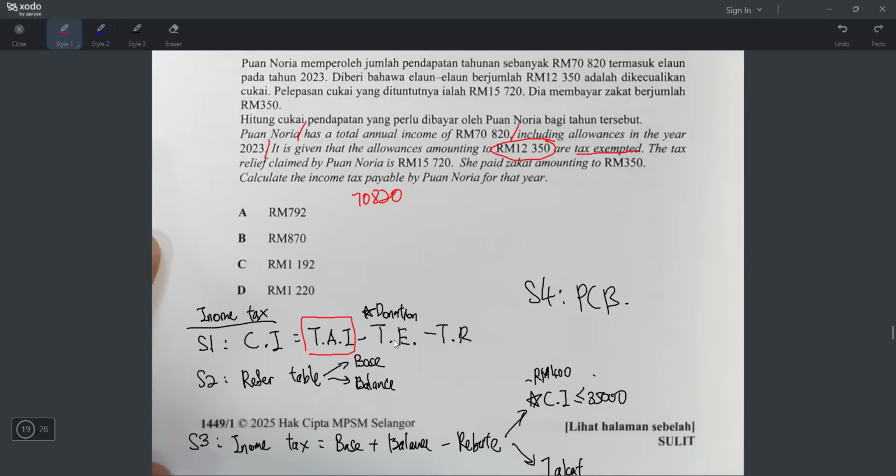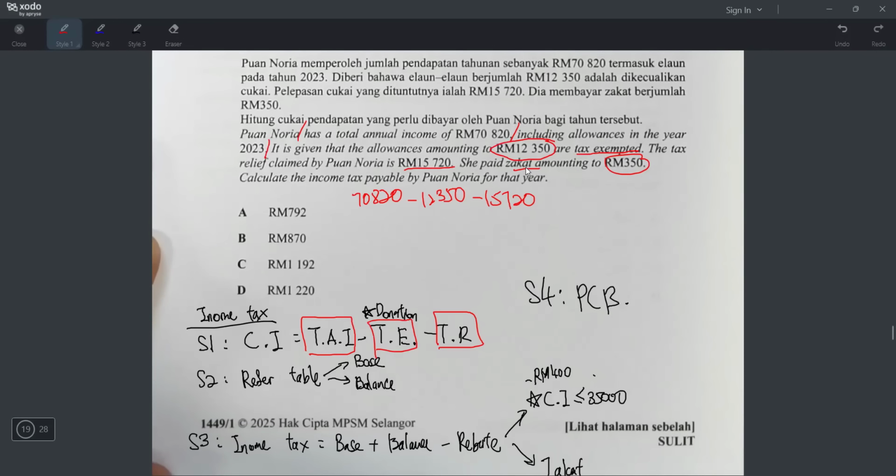So this is the tax exemption. So you have to minus 12,350, because that's the exemption. The tax relief claimed by Noria is 15,720. So the tax relief is this one, so minus 15,720. And then she paid zakat amounting to 350. Okay, you don't minus 350 here. If you minus the 350 here, it's wrong already.